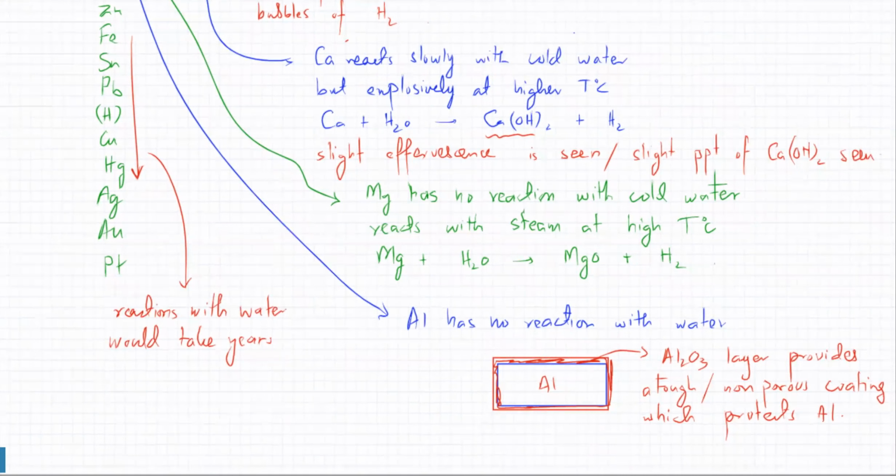Say this one: reactions with water take years, and they become slower and slower as you go down the group. Slower or non-existent. जैसे ये बॉटम वाले ना, इनका तो रिएक्शन होगा ही नहीं.